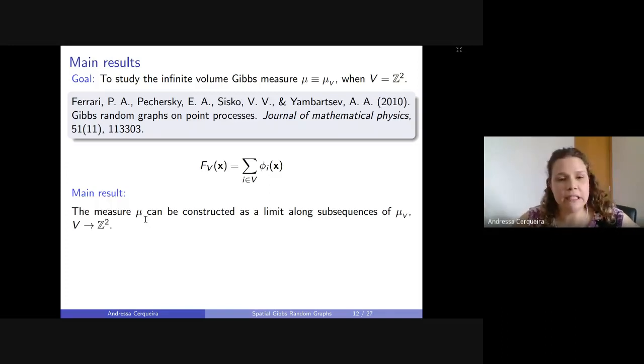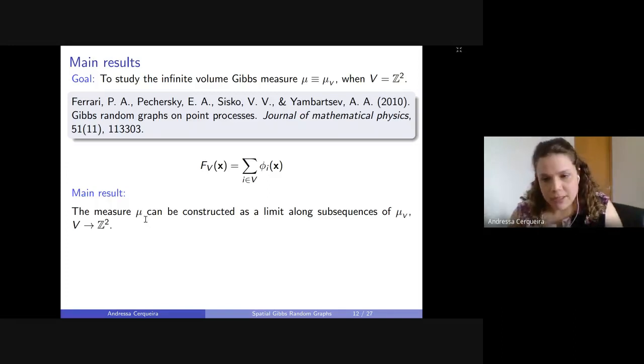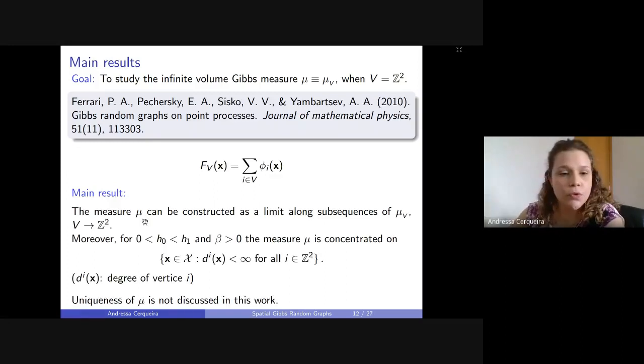But what's interesting in this result, the part that I think is more interesting, is that they prove that when the constants h0, h1 that are used to define this function phi here are positive constants, the measure mu, when I'm looking at the measure in the infinite graph, is actually concentrated on the set of all graphs with finite degree. So we don't have infinite degree in this infinite graph. I think this is interesting.